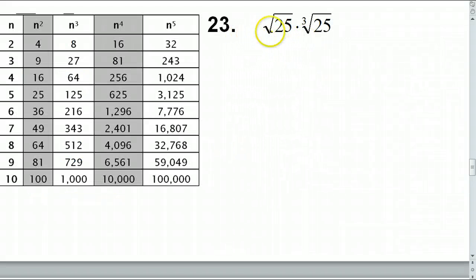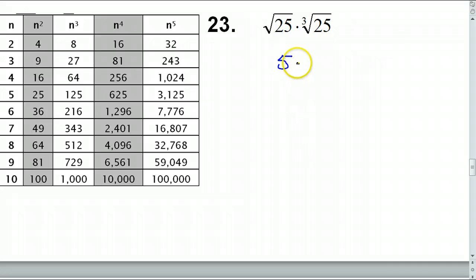Alright, on number 23, these roots are not the same. I've got the cube root and I've got the second root. So I cannot multiply these together. What I can do is the square root of 25, and the square root of 25 is simply 5.